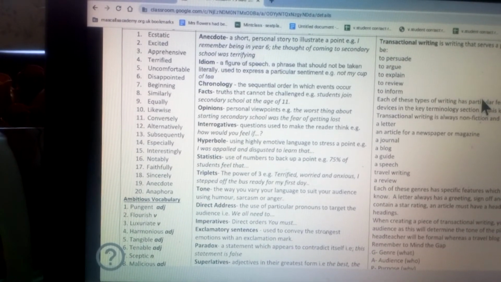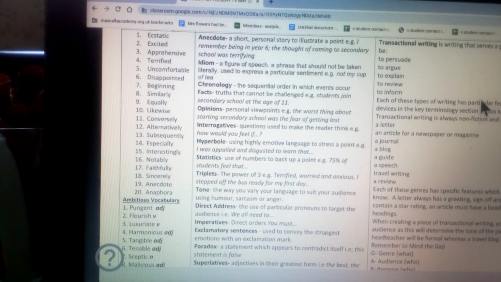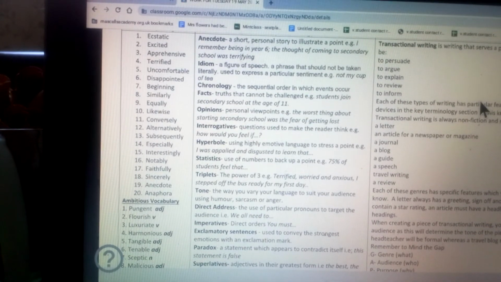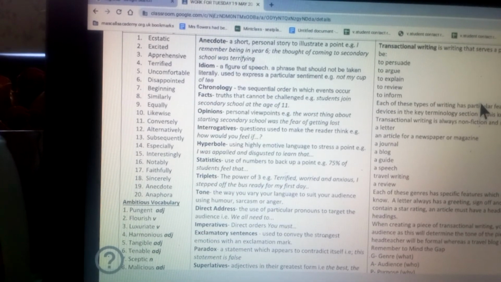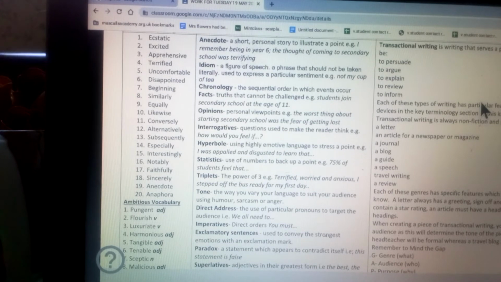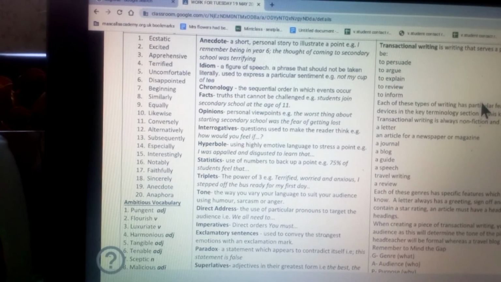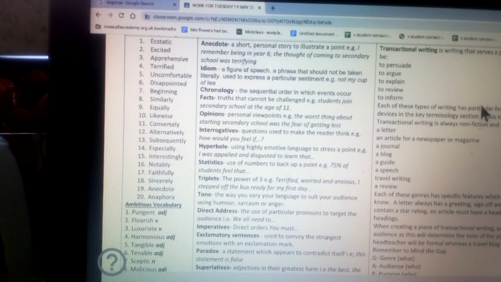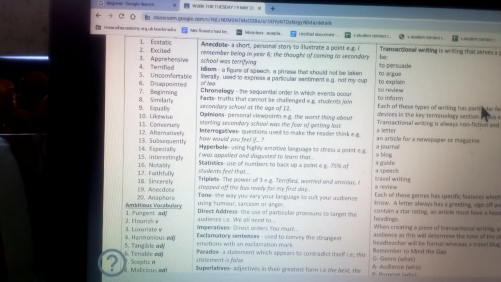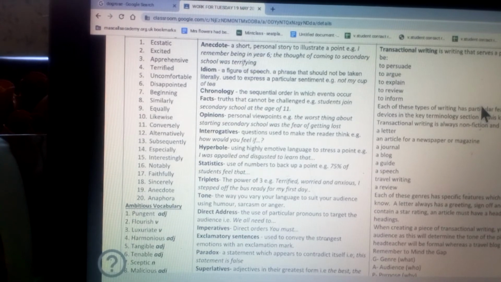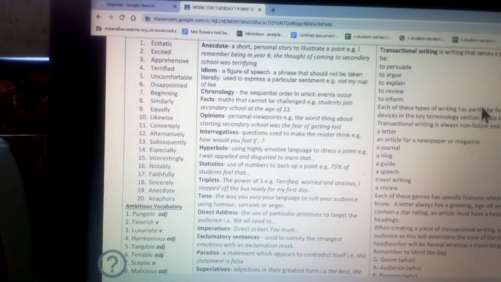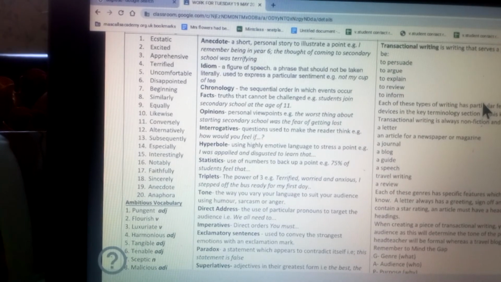It's an exaggeration. But in transactional writing, which is what we've been looking at, speeches and things like that, it's using highly emotive language to stress a point. So it's over-exaggerating your emotions to get the point across. So I wasn't just upset that EastEnders is only on twice a week at the moment. I am appalled and devastated. So it's really going over the top with your emotions. It's basically being dramatic.